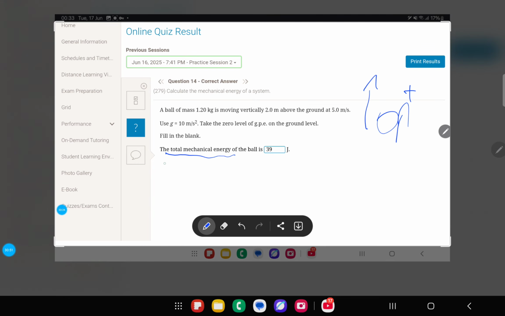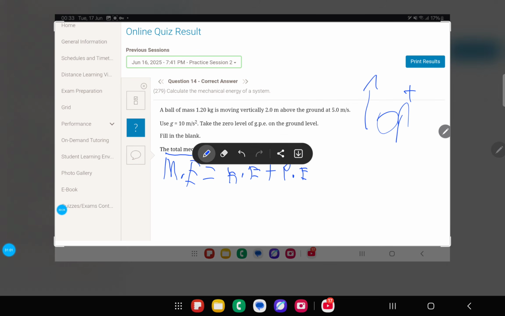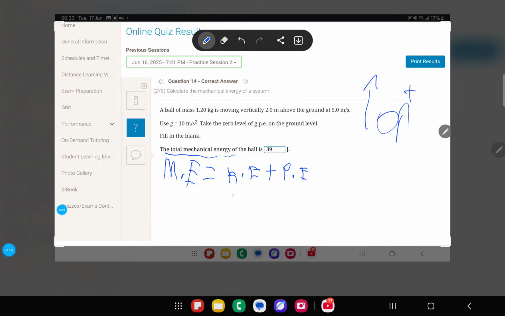And then, okay, they want the mechanical energy. Okay, this is a new one, but it's an easy one. Mechanical energy. What's the rule for mechanical energy? It's kinetic energy plus potential energy. Okay, so you have to find both of them, then add them up. Let's find kinetic energy first. 1/2 mv squared plus potential energy is mgh.